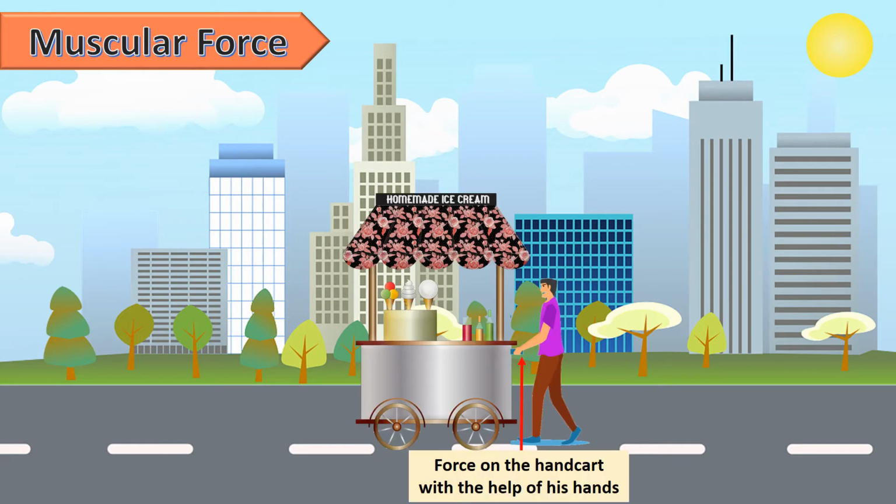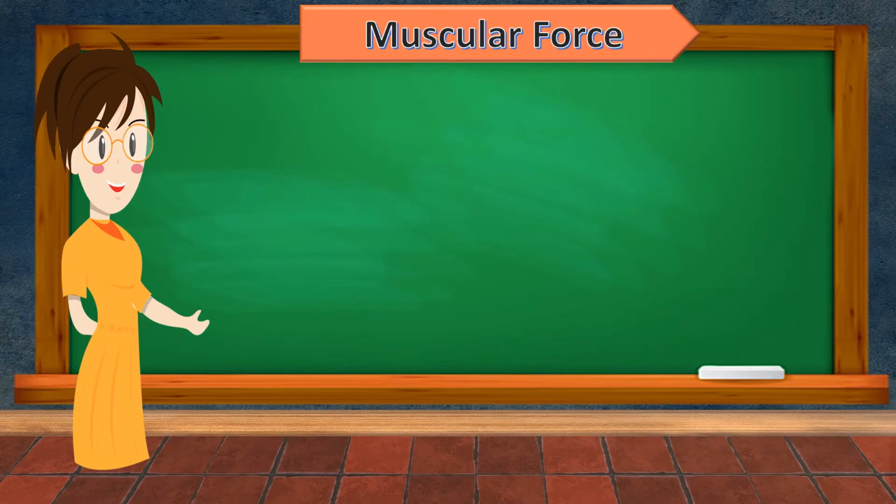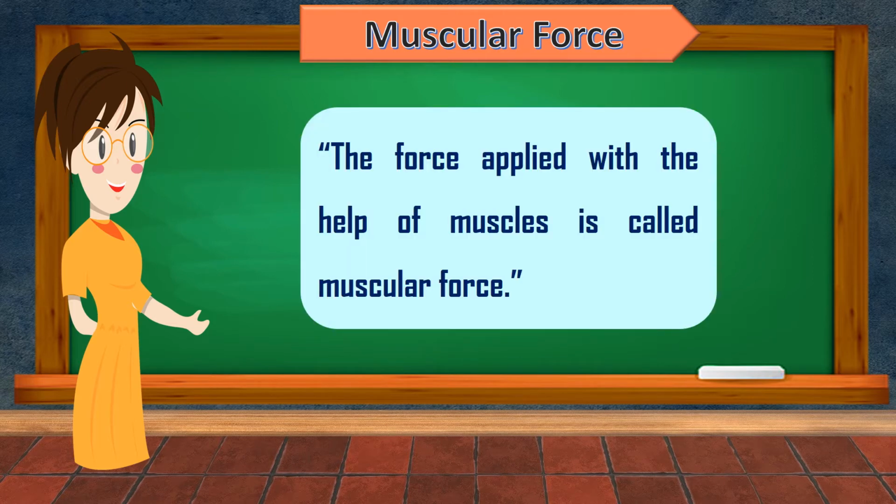Here, we see that the vendor is applying a force by his hands. Or we can say that he moved the handcart in the forward direction by the movement of his bones and muscles. So the muscular force can be defined as, the force applied with the help of muscles is called muscular force.